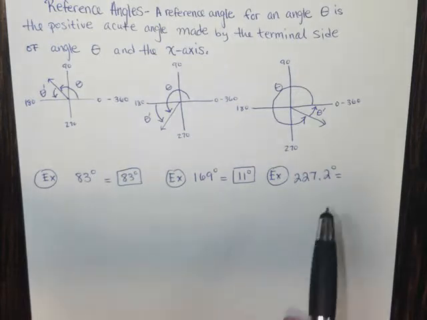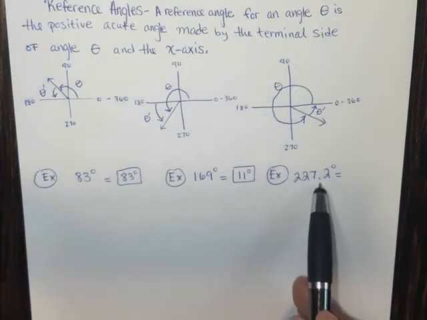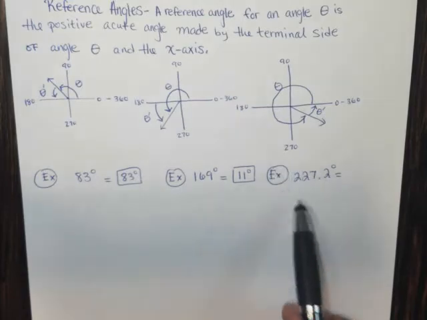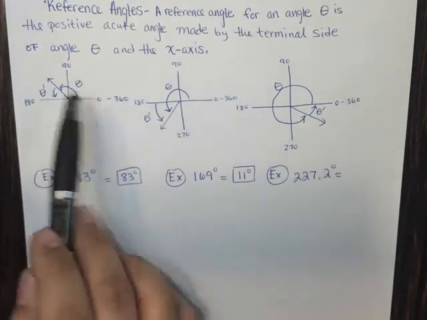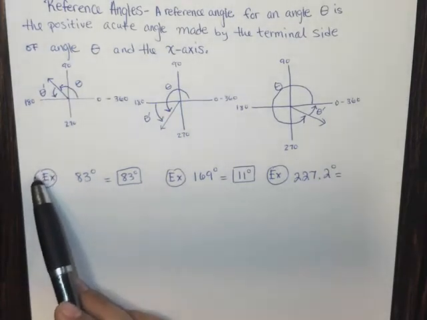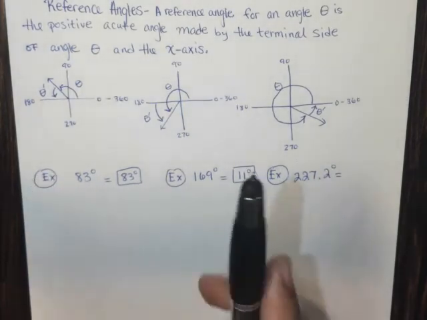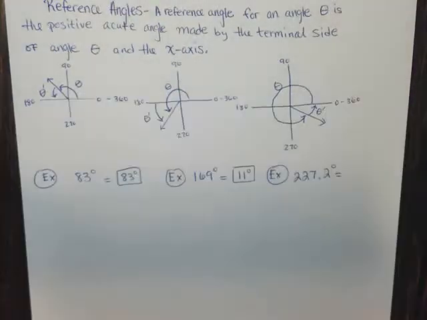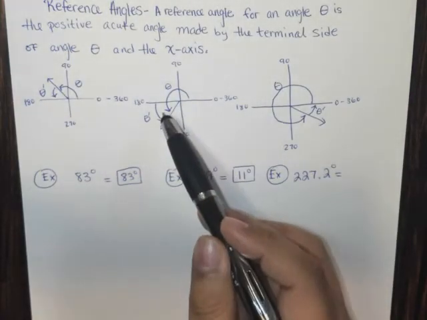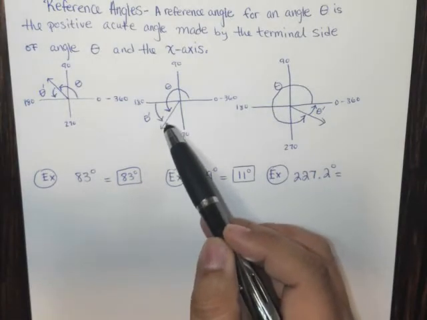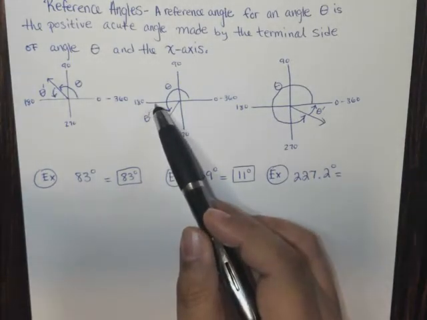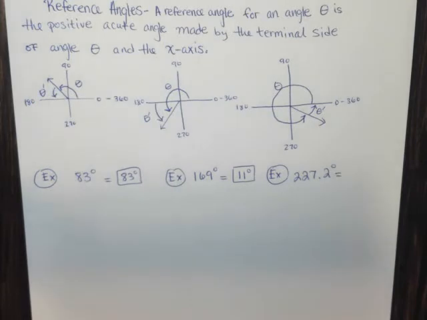Now let's take a look at the last one, 227.2 degrees. It's not acute. 227 is not in this range. It's bigger than 180 but less than 270, so it actually fits this diagram description. Notice, to find out what this little slice is, you're going to take this angle and subtract 180 degrees. That's pretty simple to do.